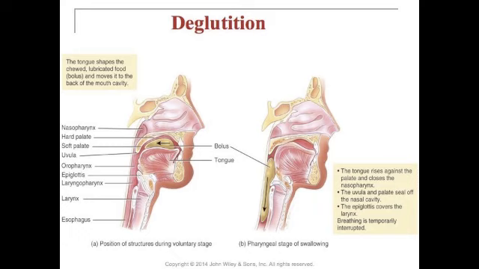During the pharyngeal stage, the tongue rises against the palate, the nasopharynx closes off, and then the larynx rises. The epiglottis seals off the larynx, and the bolus is passed into the esophagus. During the esophageal stage, the food moves through the esophagus into the stomach via peristalsis. So deglutition is the mechanism that moves food from the mouth into the stomach.